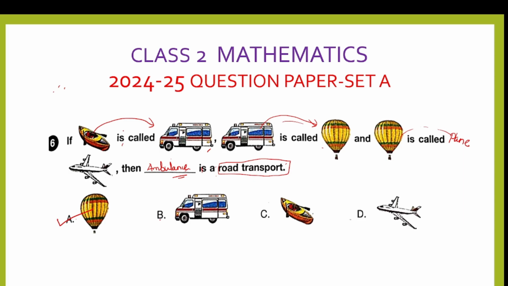You can also re-verify: boat is called ambulance and ambulance is called hot air balloon, and ambulance is actually a road transport, but we are given that ambulance is called hot air balloon. Therefore hot air balloon is a road transport for this question. So option A is the correct answer. Next question.